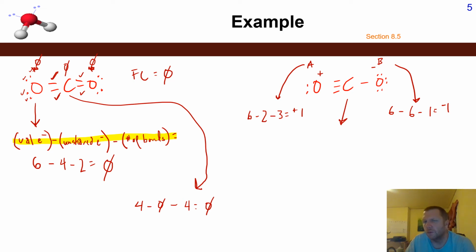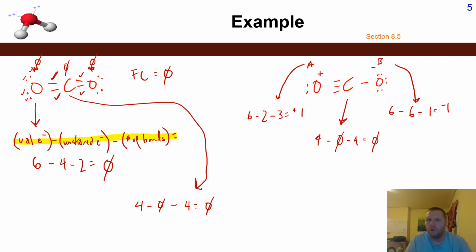This carbon has a triple bond on one side and a single bond on the other side. So carbon's bringing in 4 valence electrons. How many unshared electrons does this carbon have? 0. And how many bonds does it have? Well, it's a grand total of 4. So that has a charge of 0.